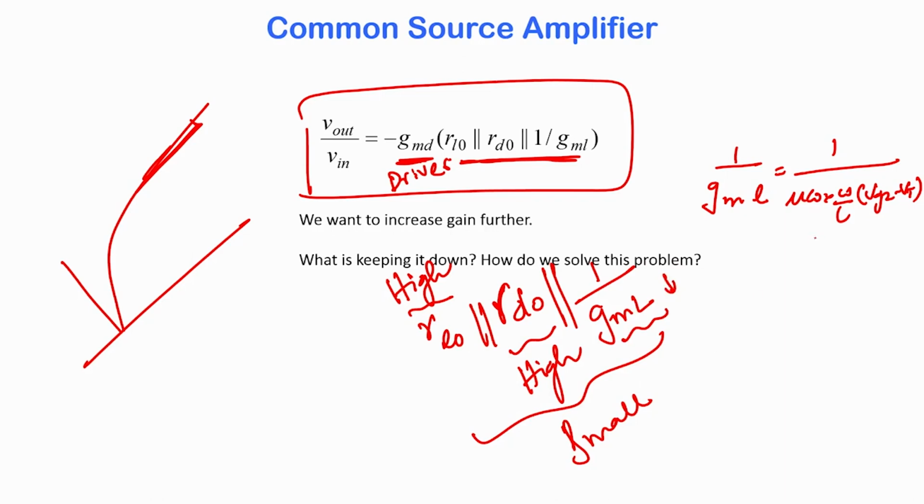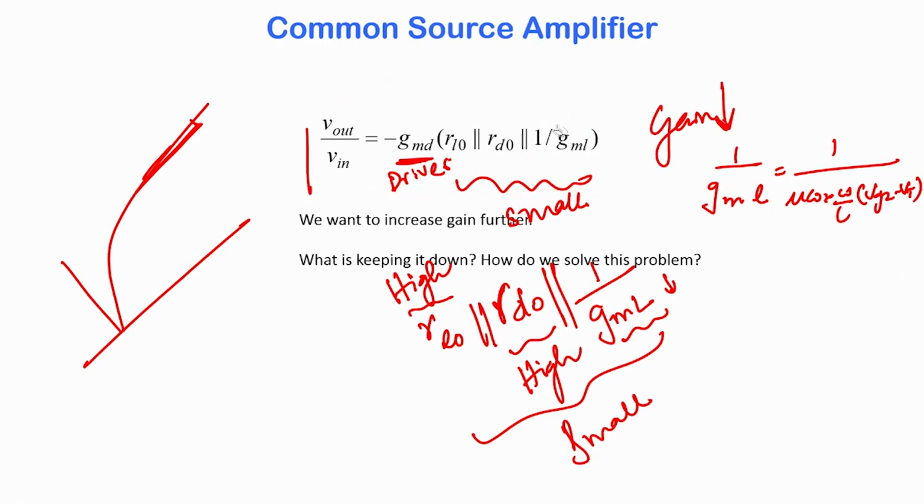Why is that? 1 by GML is nothing but 1 by mu Cox W over L into Vgs minus Vt. And if you think of it numerically, it has got the same numerical value as the output resistance of the MOSFET in linear mode when we looked at the analysis of a switch, and we already know that this is going to be designed to keep it very low. So, 1 by GML is very small, this is a small term, and therefore, this entire parallel combination is going to become small, and therefore, the gain is going to become small. If only this GML term were not present, the gain would be very large.